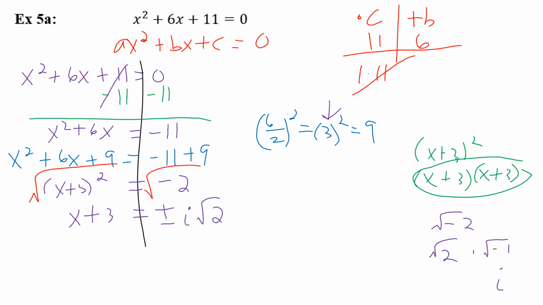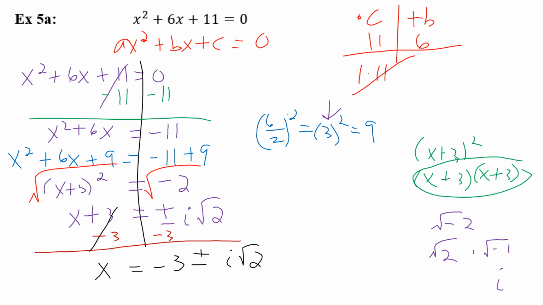Okay, and I'm going to take this one step further because x is not by itself yet. So we need to subtract 3 to get rid of that positive 3. So then 3 minus 3 is 0. We're left with x equals negative 3. Remember, complex numbers, the real part first, followed by the imaginary, plus or minus i square root of 2. Okay, that right there is my answer.